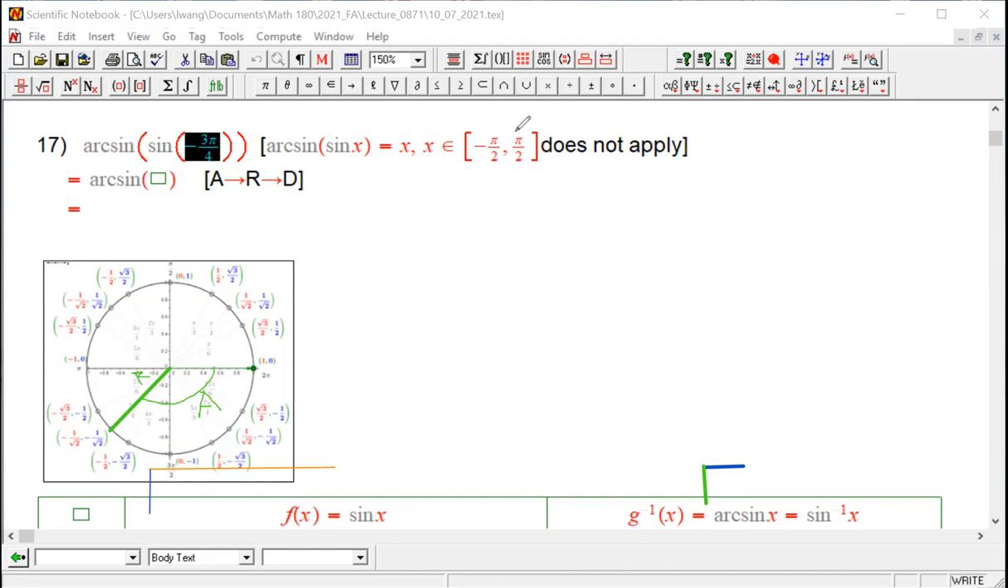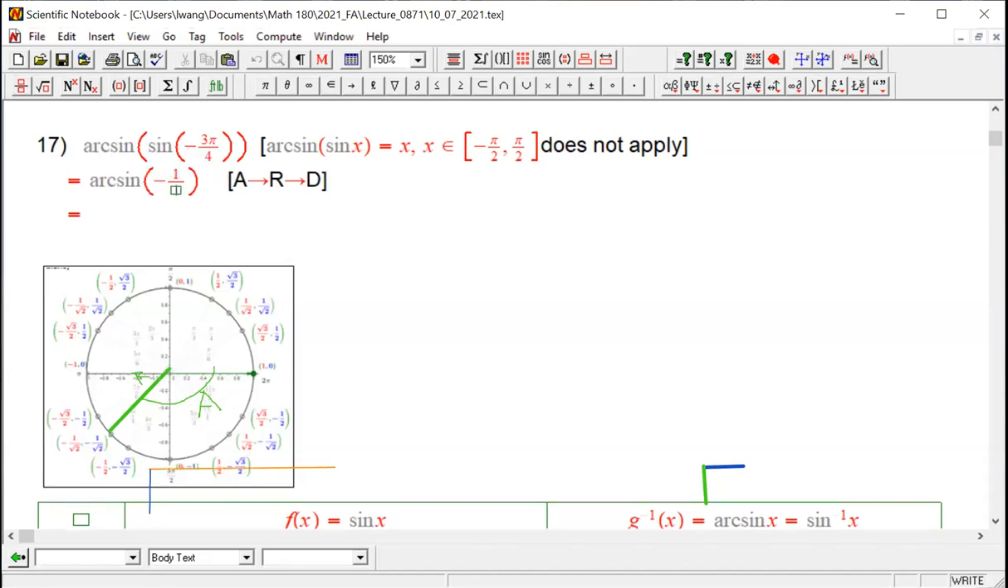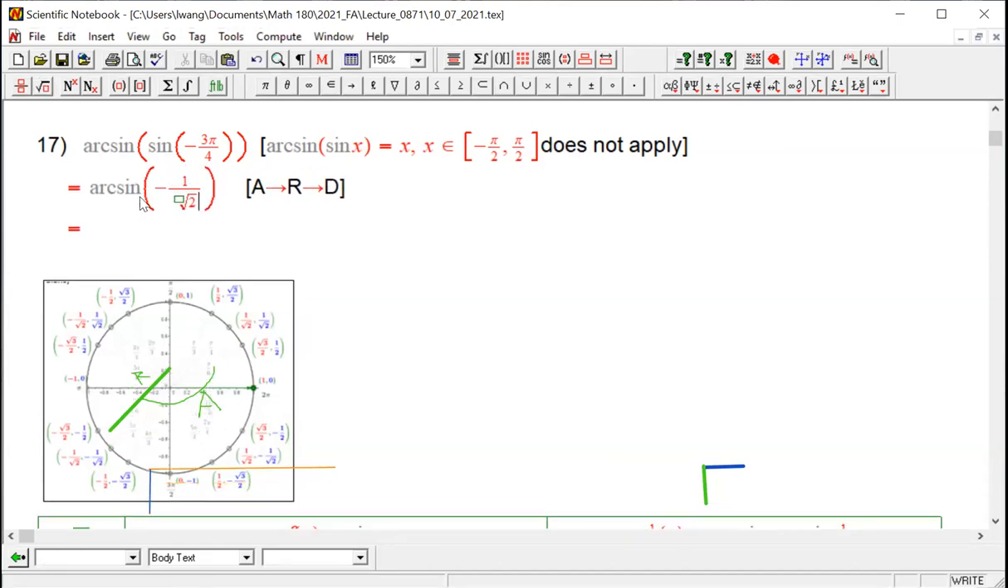So what's going to be in the parentheses after we apply ARD to this quantity? We're going to get -1 over √2. You follow me? That's applying ARD.